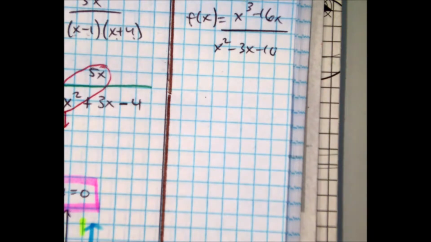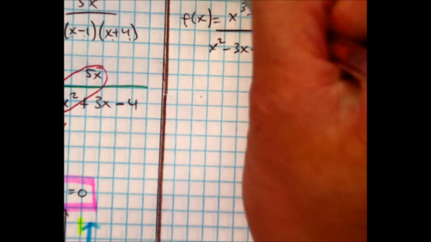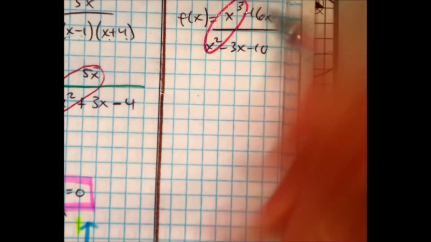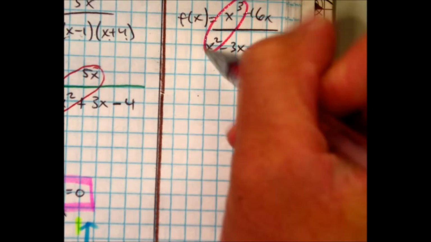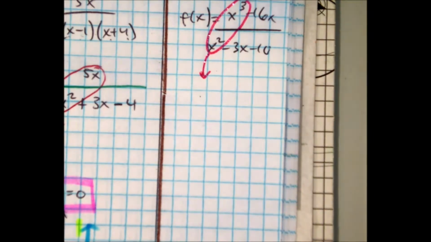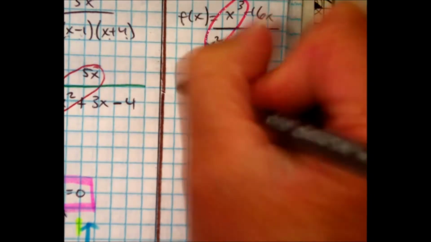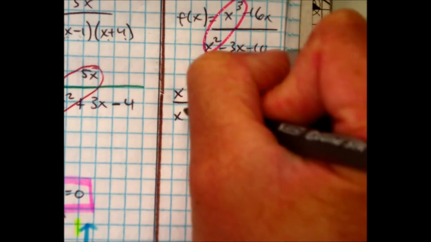Class, what are my highest degrees there? So notice they're in descending order, right? Very helpful. So now I'm going to write x to the third over x to the second.